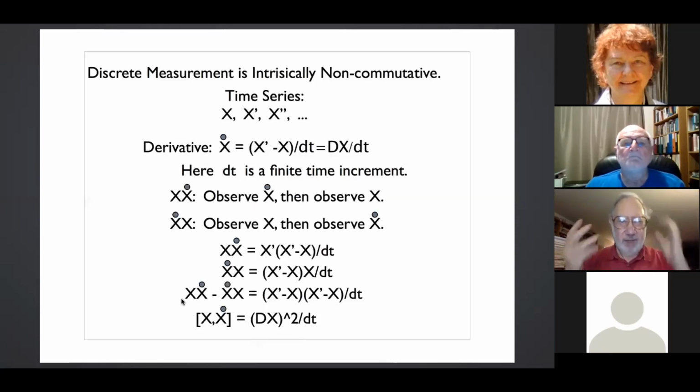That means that we have a series of positions, x, x prime, x double prime, and so on. And the time derivative would be the position at the next time minus the position at the present time divided by the change in time, dx/dt, where dt could be a finite time increment now, not necessarily infinitesimal. And I want to think about what happens when I make observations. I could observe the velocity, that's the x dot, and then I could observe x. Or I could observe x and then I could observe the velocity. But thinking discretely, these are quite different.